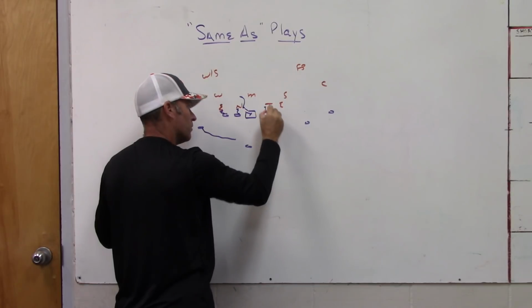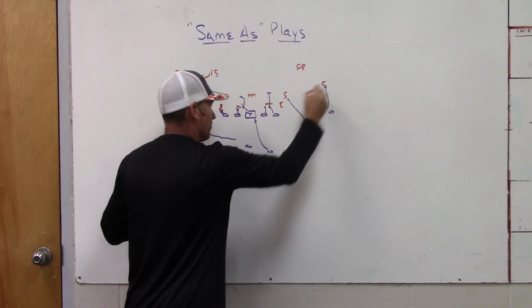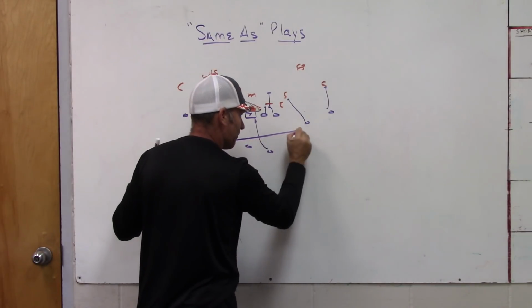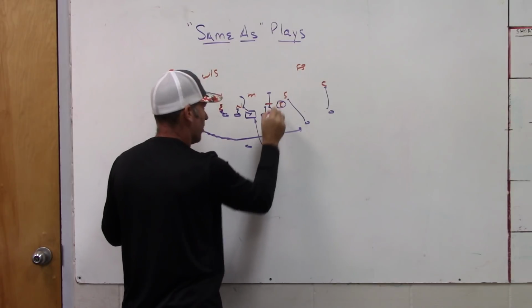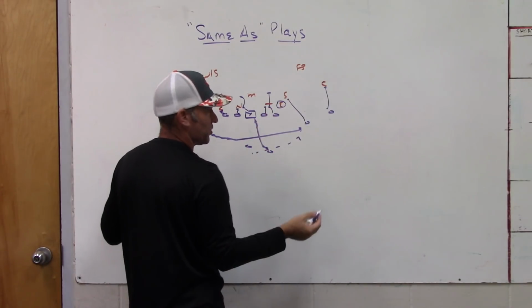Inside zone. And now what we're going to do is we're going to put the motion guy, when we snap the ball, he's going to go into the flat behind the line of scrimmage. And now we're going to read off the defensive end to give inside zone or pull and throw him the ball in the flat as the slice play.